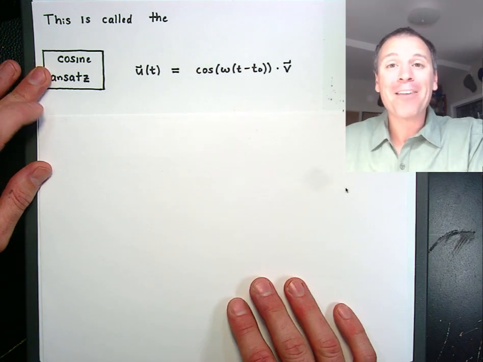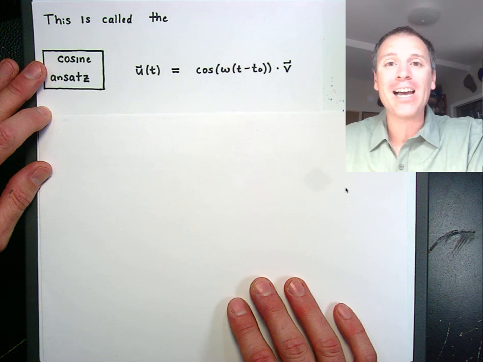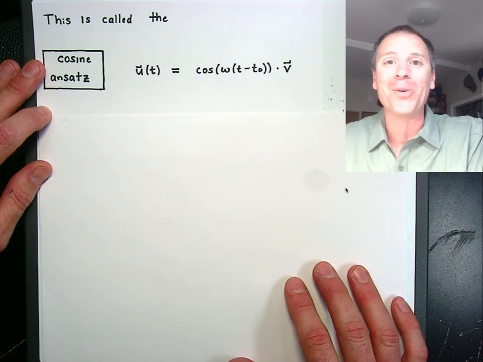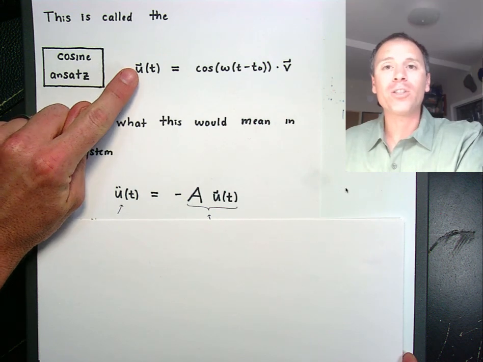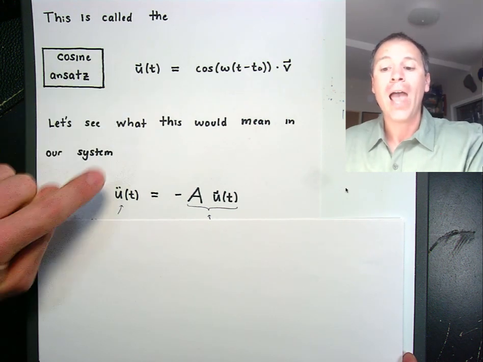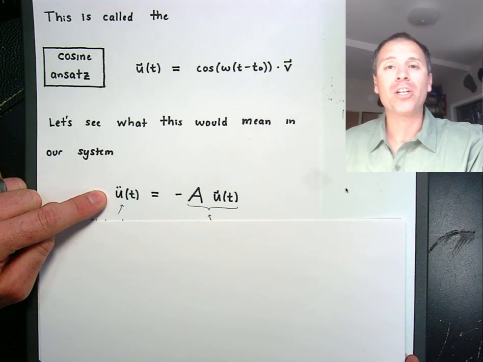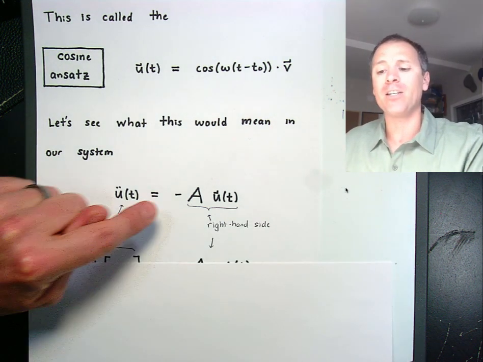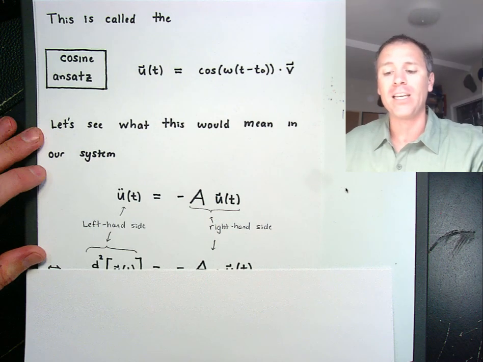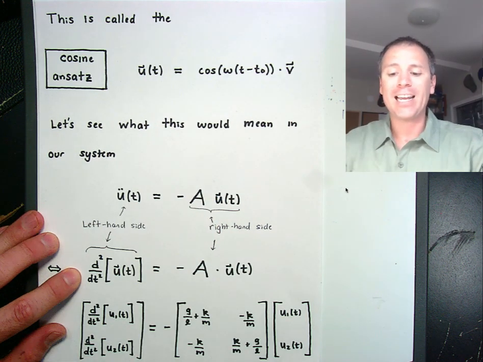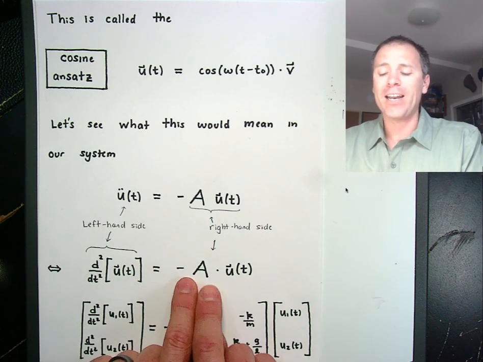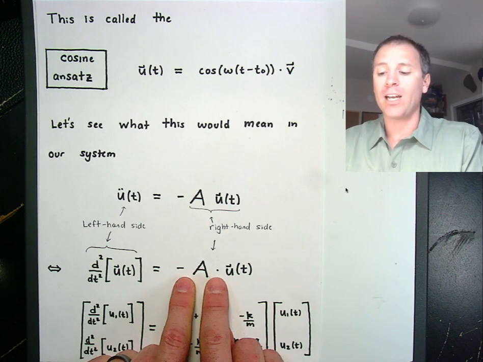That's right. Mathematicians and engineers guess all the time. It's just that on the other side of the guess, there's a lot of grunt work that goes into it. So here we are. If we make the cosine ansatz, if we assume this is true, and we look back at our original equation, what could we say? We know that the original equation, u double dot of t is equal to negative A times u of t, involves a second derivative of u of t on the left-hand side. On the right-hand side, I just have a negative matrix times a vector.